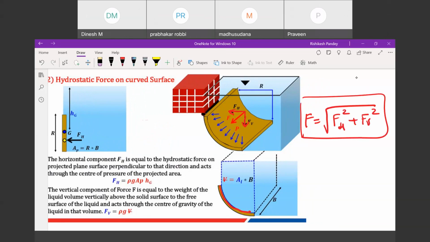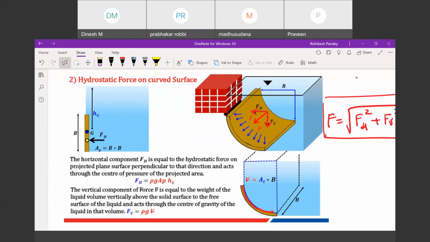Now the next task is how to calculate the horizontal force, this FH. What we have to do is simply look at this curved part from here. How will it look? From this view, it will look like a rectangular plate like this, a vertical plate like this.